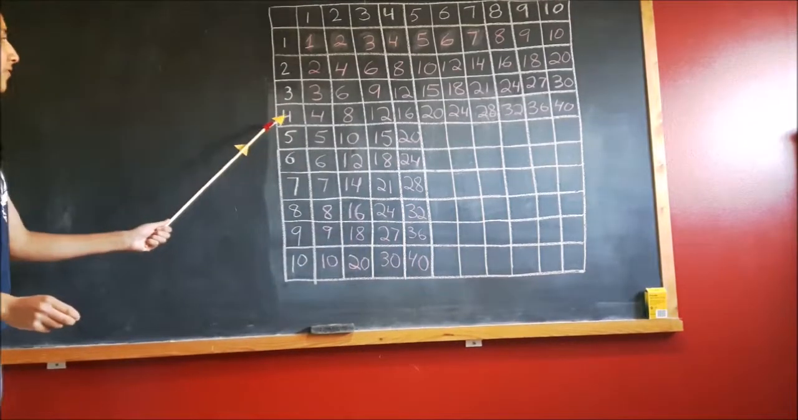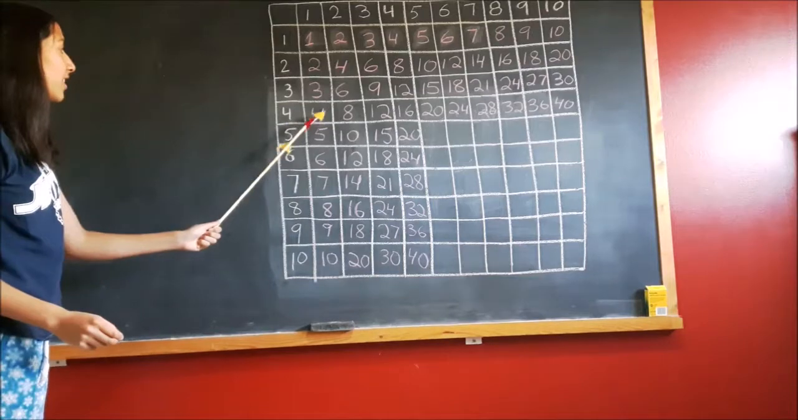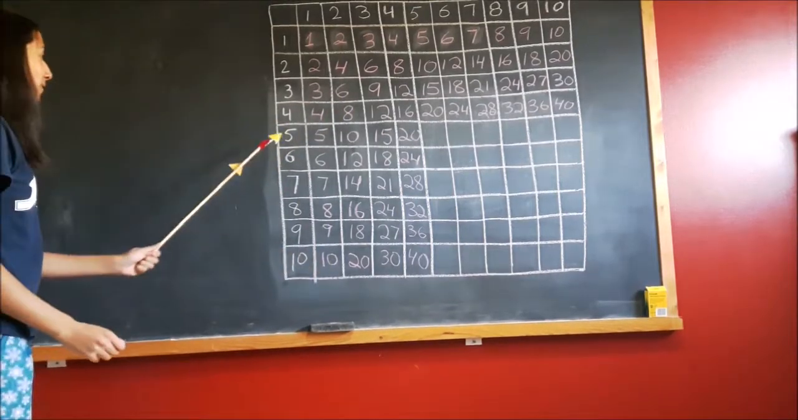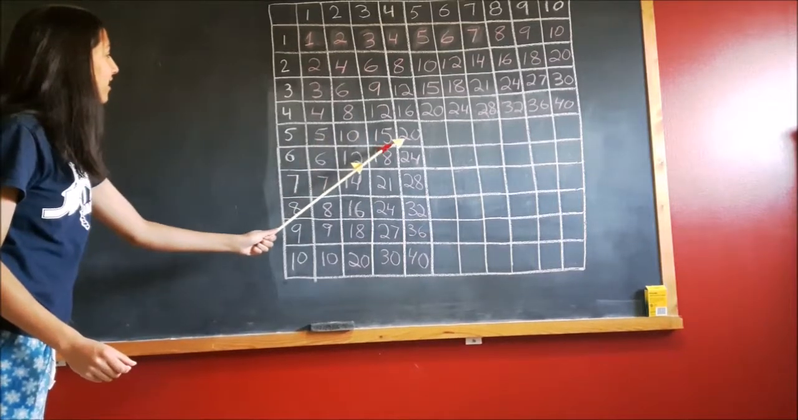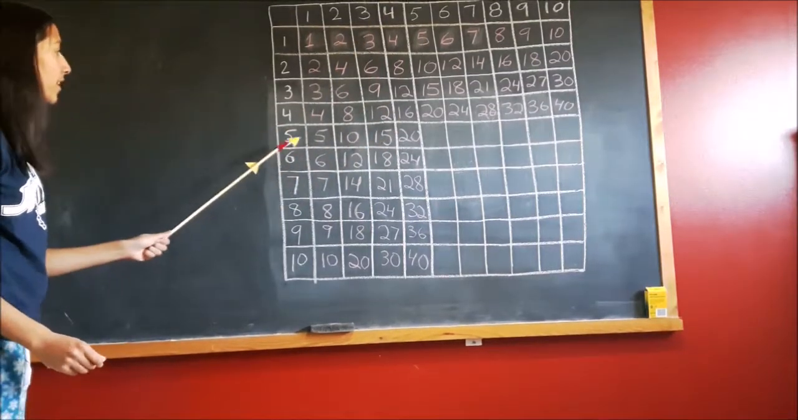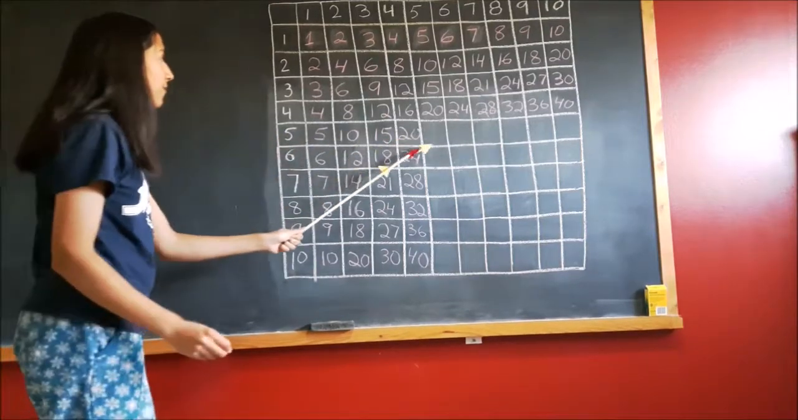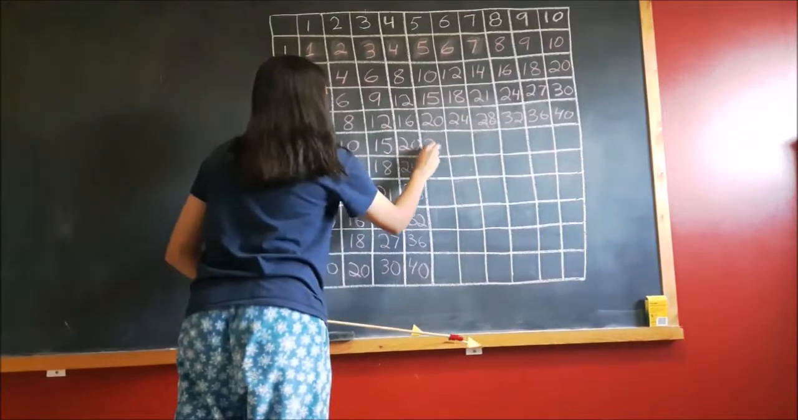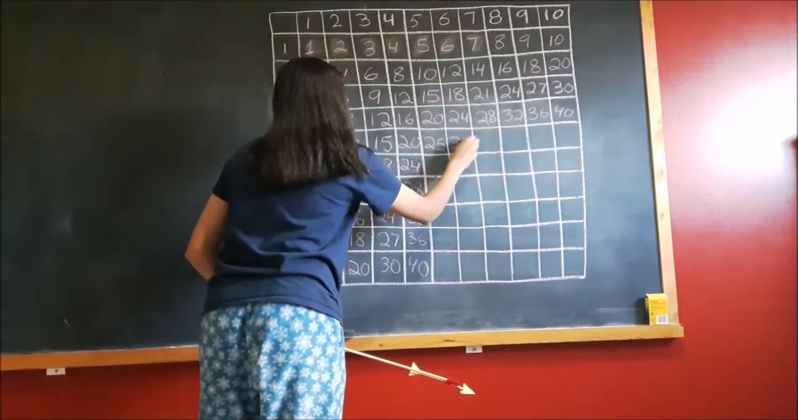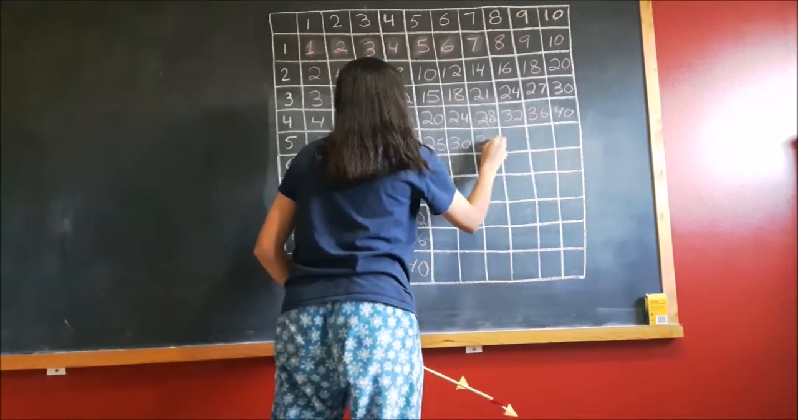Now that we have the 4's filled up, and we know how much they increase by, let's move on to the 5. We can already see that we have the table filled in up to 5 times 4. Now let's move on to 5 times 5. 5 times 5 is equal to 25, 5 times 6 is equal to 30, and so on.